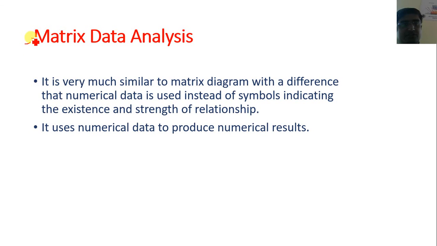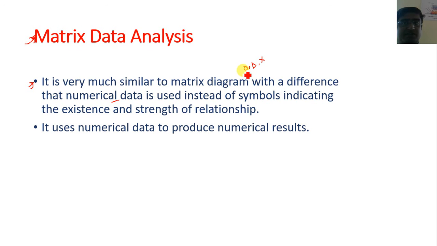Now the next tool is the matrix data analysis tool. So here also, one of the 7 new QC, or you can say 7 new quality control tools, is the matrix data analysis. It is very similar to the matrix diagram, with a difference that numerical data is used instead of symbols indicating the existence and the strength of the relationship. In the case of the matrix diagram, we have used various symbols like O, delta, X. Now instead of this O, delta, X, we are using numerical data.